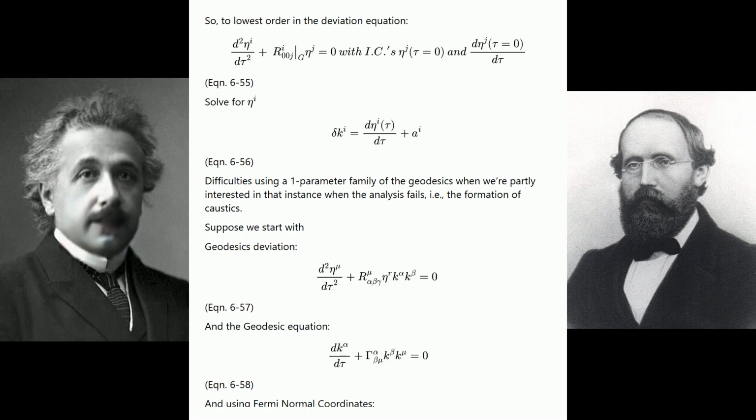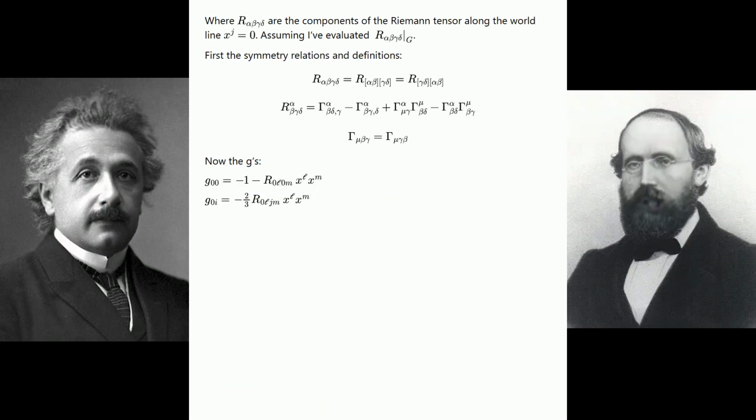the formation of caustics. Suppose we start with the geodesic deviation equation, equation 6-57, and the geodesic equation, equation 6-58, and using Fermi coordinates, equation 6-59, where R_αβγδ are the components of the Riemann tensor along the world line x^j equals 0. Assuming I've evaluated R_αβγδ at g. First the symmetry relations and definitions, see the group of equations.